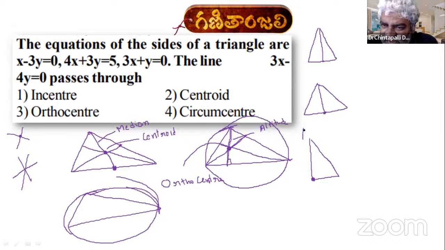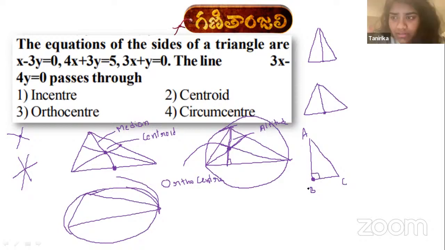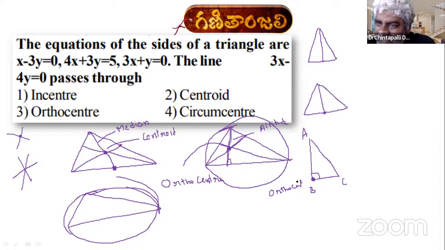For example, if triangle ABC is a right angle triangle, what is angle B? 90 degrees. And the circumcenter is also at vertex B. So the circumcenter is the right angle vertex if it is a right angle triangle. If it is not a right angle triangle, there is a special method to find the circumcenter.